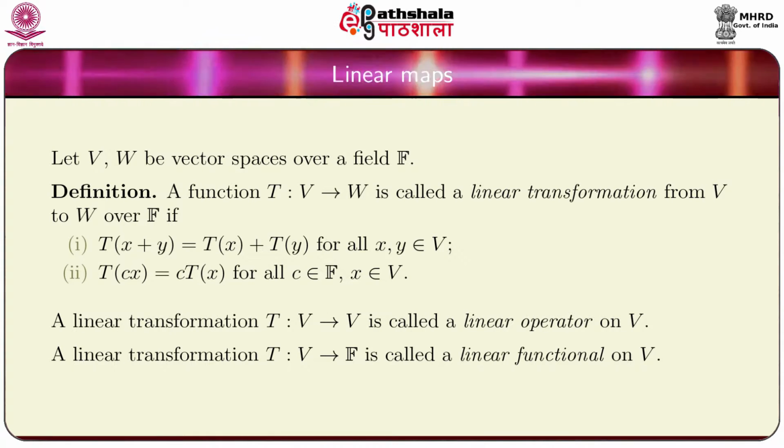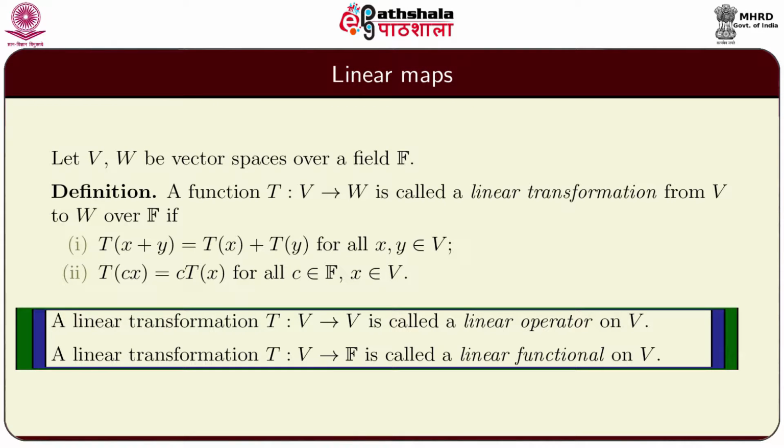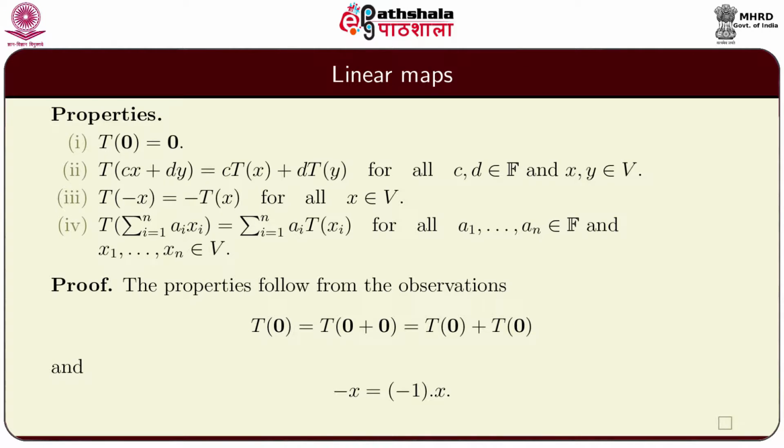When T is a linear transformation from V to itself, that means when W is equal to V, then it is also called a linear operator on V, and when W is the base field F, that is T is a linear transformation from V to F, then it is called a linear functional on V. We know that the field F is a vector space over itself. Let us first talk about some basic properties of a linear transformation.